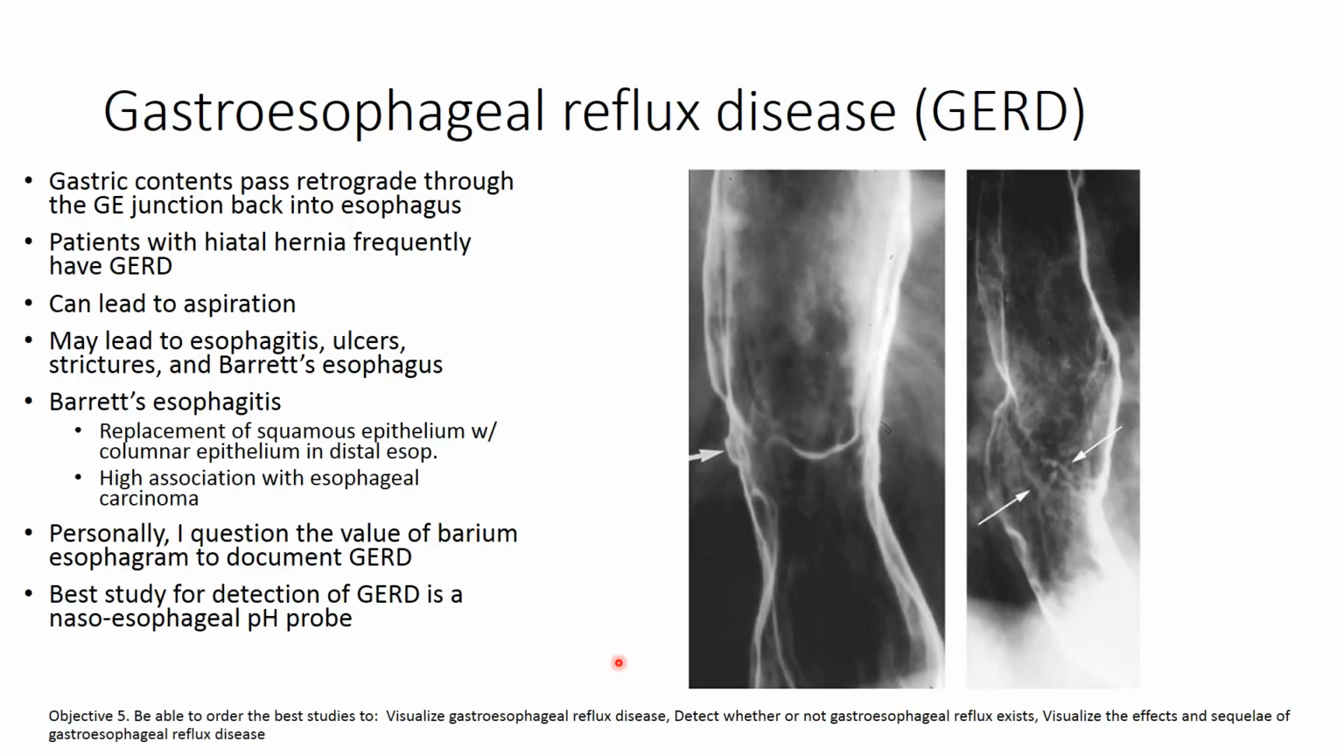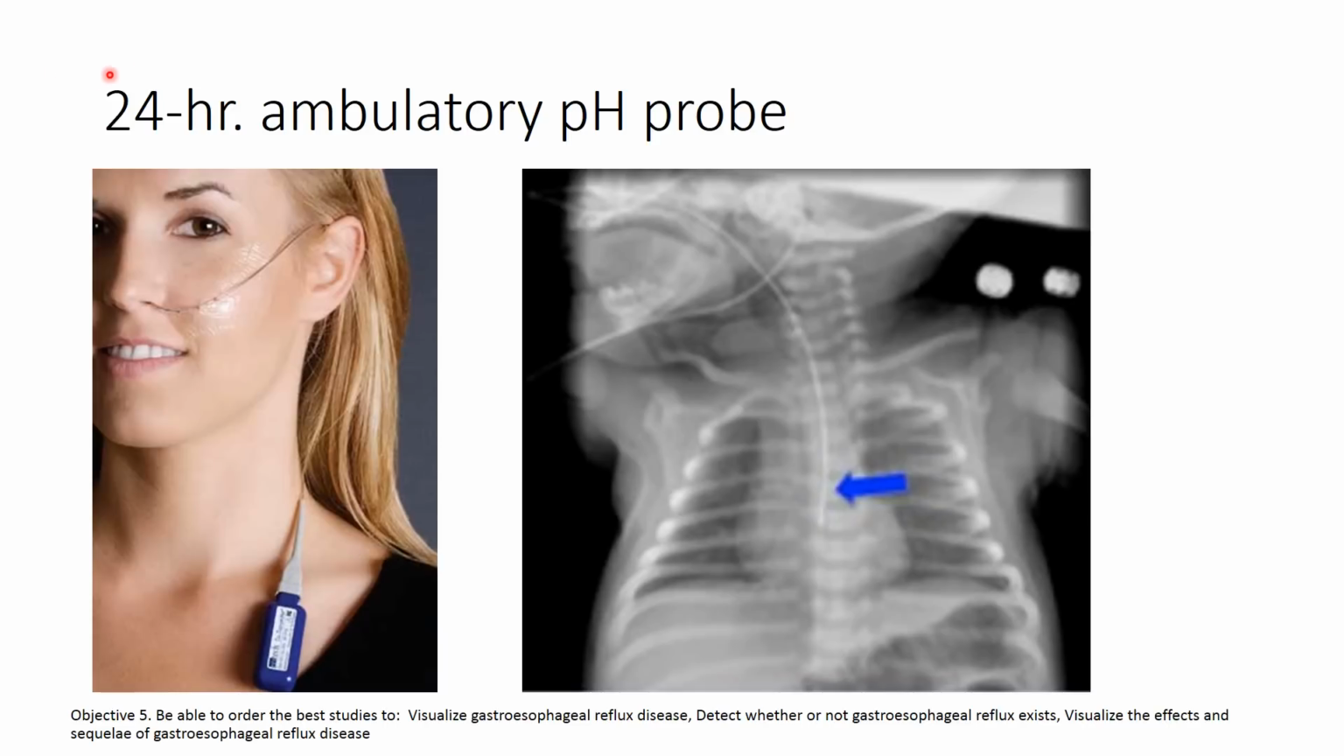Now, we talked about how endoscopy is the best way to evaluate the sequelae of gastroesophageal reflux disease. The best study to see if there is gastroesophageal reflux is a nasoesophageal pH probe. And this is a 24-hour ambulatory pH probe. You can see this kind of coming around this woman's ear, into the nose, down her throat. She appears fairly happy to have this in. I don't think most of our patients are quite that crazy about them, but I guess to each their own.